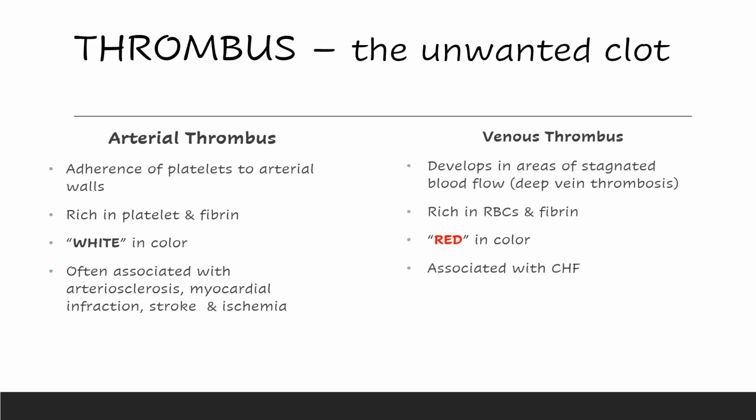while the venous thrombus develops in areas where there is stagnant blood flow. So very commonly you see this in deep vein thrombosis. Venous thrombus is rich in red blood cells and fibrin and has fewer platelets, so it appears reddish in color and is often associated with chronic heart failure. Thrombuses that dislodge from the arteries and veins and float in the blood are termed emboli. Both thrombus and emboli are dangerous as they occlude the blood vessels and deprive tissues of oxygen and nutrients.